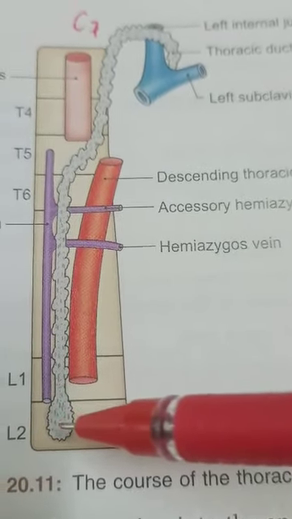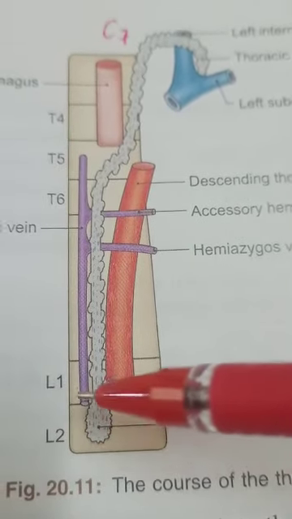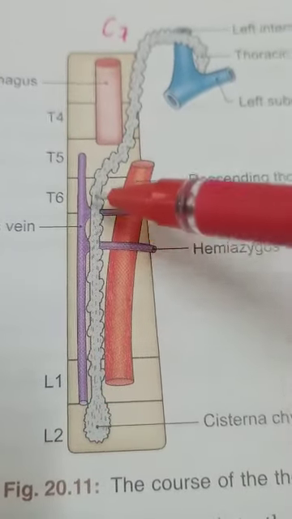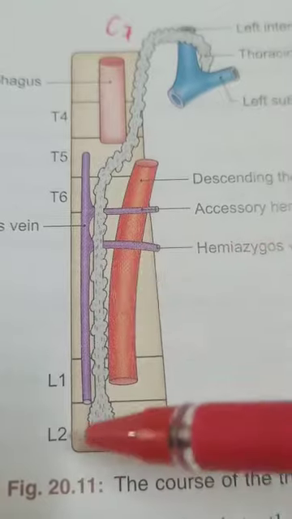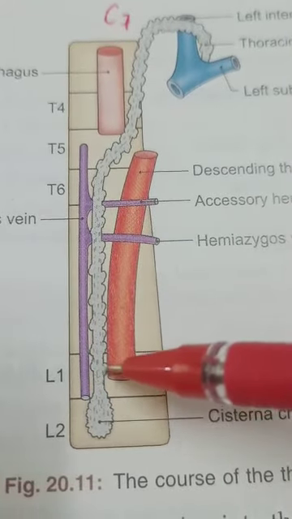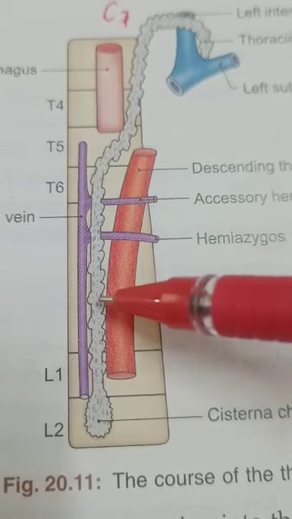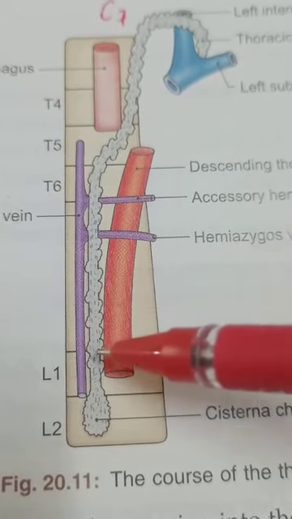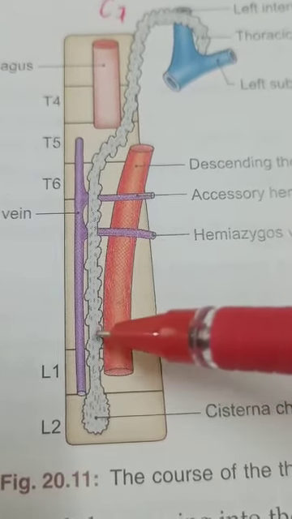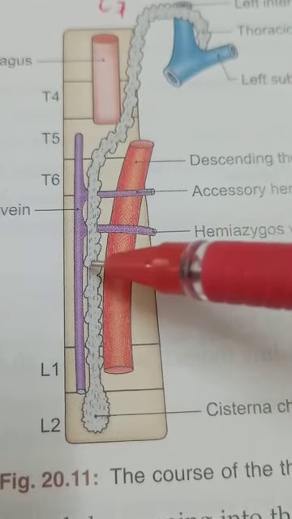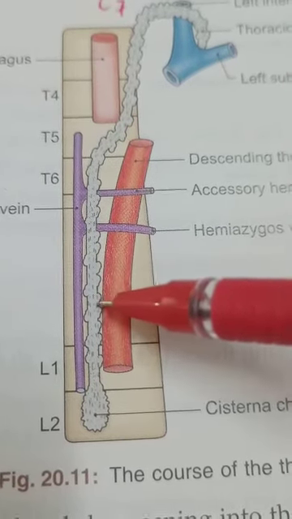It has a length of about 45 centimeters, and it has a beaded appearance. We can see it is not straight. It has a beaded appearance because of the presence of numerous valves in the lumen. Because of the valves, it appears beaded.